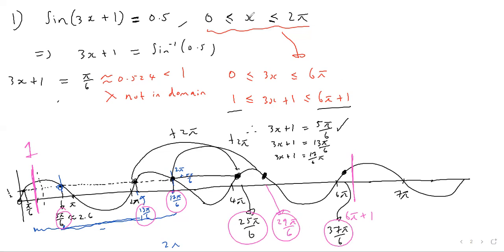So we've got, looks like 6 solutions. We've got that one, that one. We've also got 3x plus 1 equals 25 over 6 pi. We've got 3x plus 1 equals 29 over 6 pi. And then the last one, 3x plus 1 equals 37 over 6 pi. So in this question here, we get 6 solutions.